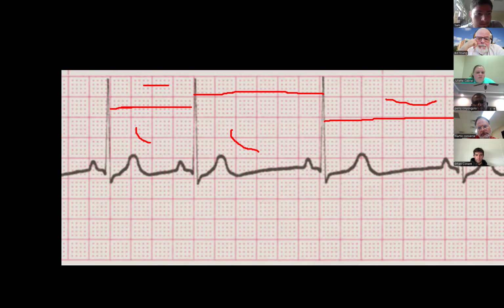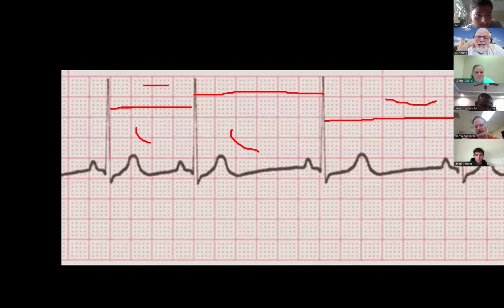It looks like there might be a couple times that it's a little bit shorter. But as long as it stays within one small box, then we're okay. So I would tell you that the PR interval actually looks pretty constant to me. Now, here's the last question. So far, you've done really well on this.